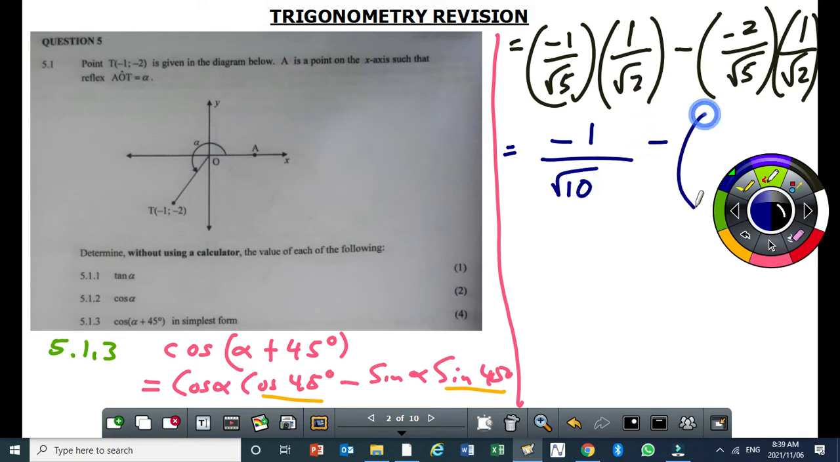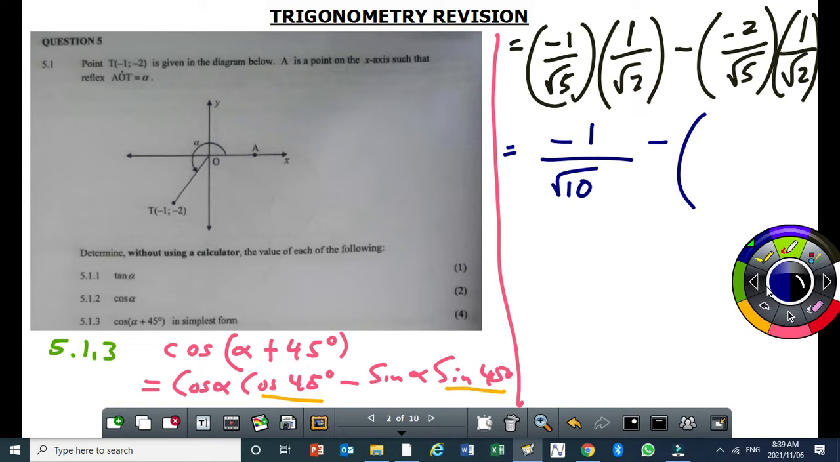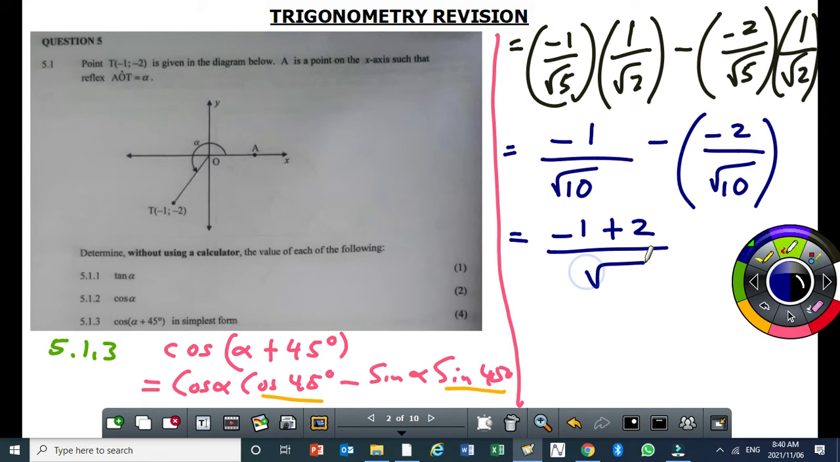Right? Minus. -2 minus times +1 gives you -2 over square root of 5 times square root of 2, that will give you square root of 10. I'm sure you can see that we have a common what? Denominator there. A common denominator is square root of 10, which means I can simplify the numerators. So this becomes -1 plus 2 over the square root of 10. So the final answer will be 1 over square root of 10. Now, this can be rationalized, okay? But if you stop there, you should be able to get your full mark.